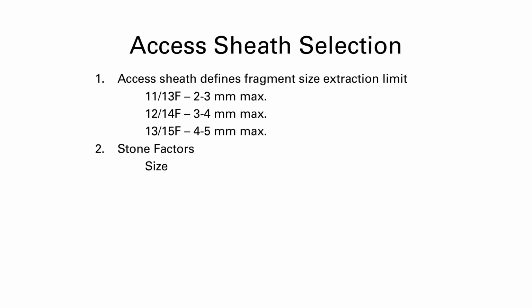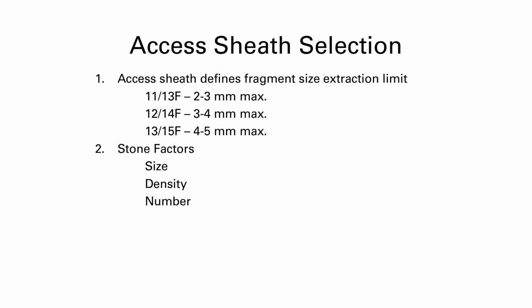Some of the stone factors that we look at: if you have a large stone, you know you're going to be generating a lot of fragments. Anything that helps out on the efficiency is going to be very effective. If the stone is very dense, getting up over 1200 or 1300 Hounsfield units, you know that fragmentation of this is going to be challenging. It's going to make big pieces. The bigger the piece that you're making, the larger access sheath you'll want.